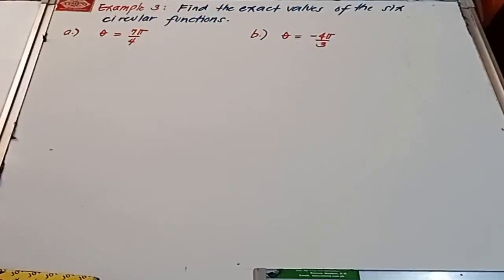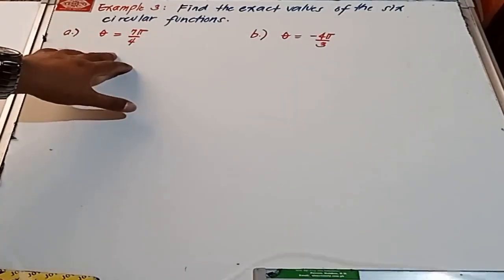Okay, so this will be my third example in evaluating six trigonometric functions given an angle in standard position and also using reference angle. And we have here example number 3. It says, find the exact values of the six circular functions. Ito na yung six trigonometric functions. Letter A, angle theta equals 7 pi over 4. And letter B, angle in standard position is negative 4 pi over 3.